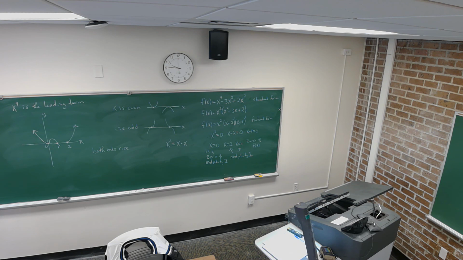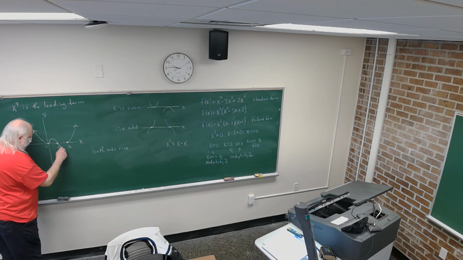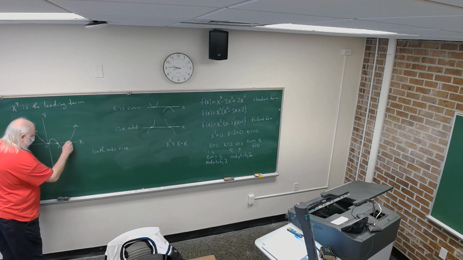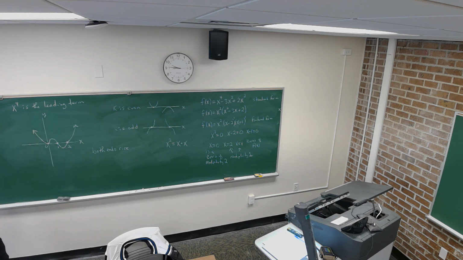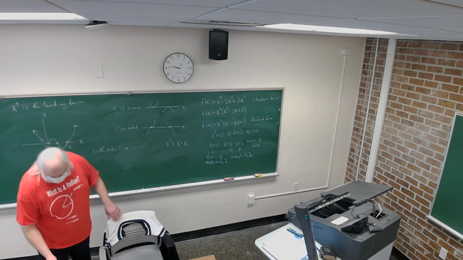And x equals 2 is a zero with multiplicity 1, so the graph has to cross at 2. The graph's got to come down, form a turning point, and then come back up and cross at x equals 2. And that is the rough sketch of that polynomial function, based upon the end behavior, the zeros, and their multiplicities. Any questions on that? Okay, let's take attendance.